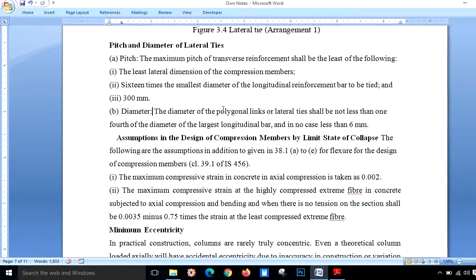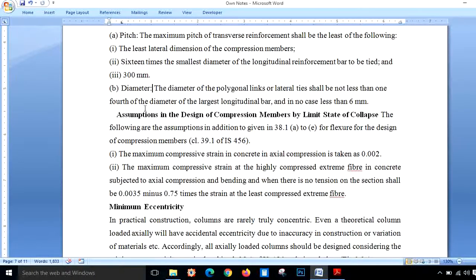In any case, the diameter of polygonal links or lateral ties shall not be less than 1/4 of the diameter of the largest bar. For example, if I am providing 32 mm diameter bars as longitudinal reinforcement, we have to divide 32 by 4, which comes to around 8. So 8 mm is the minimum diameter of bars for transverse reinforcement.